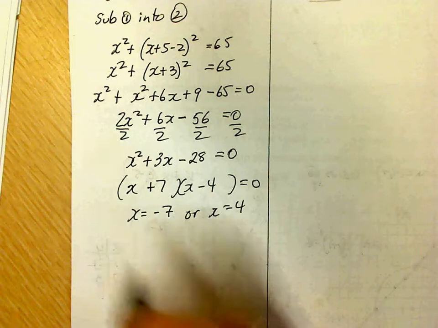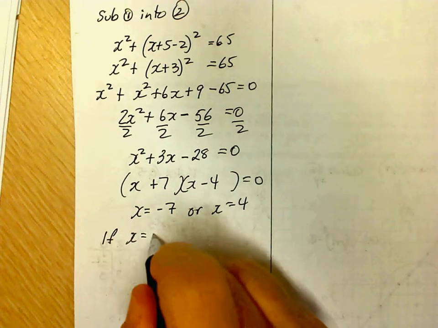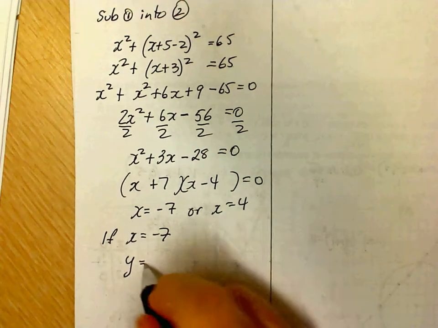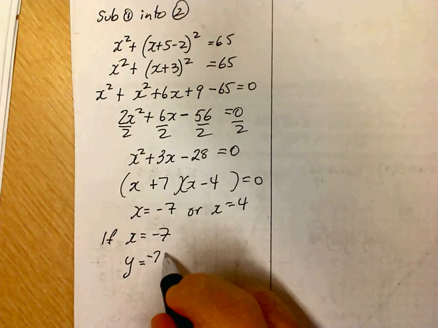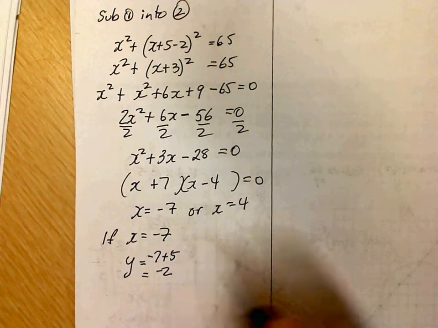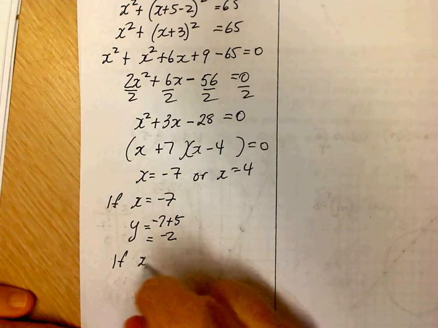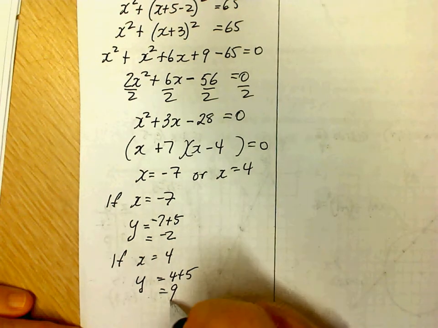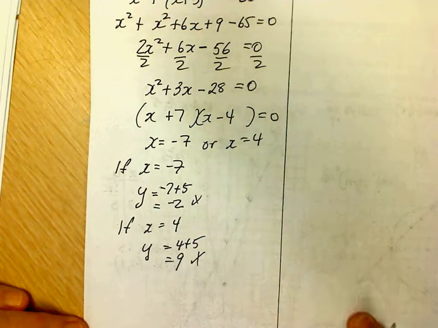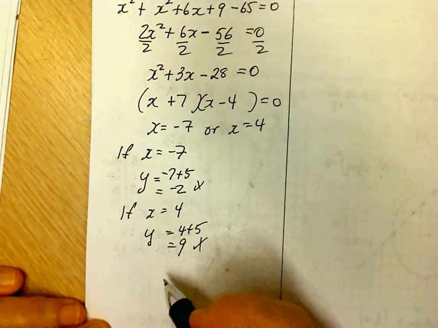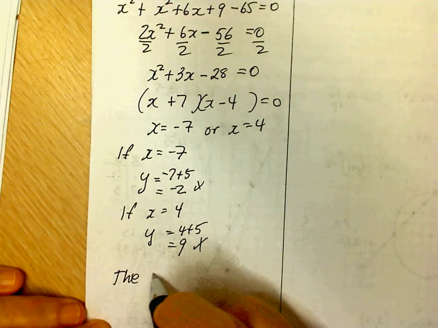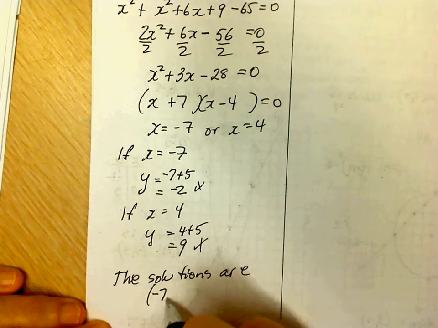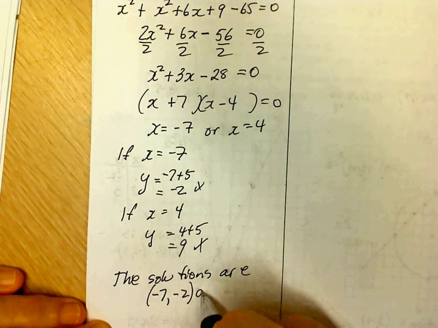So if x equals minus 7, now we sub in the linear, right? You start with the linear, you end with the linear. y equals negative 7 plus 5, and that equals negative 2. If x equals 4, y equals 4 plus 5, and that equals 9. So you'll get a half mark there and a half mark there. However, if you want the last mark, you have to say the solutions are (negative 7, negative 2) and (4, 9).